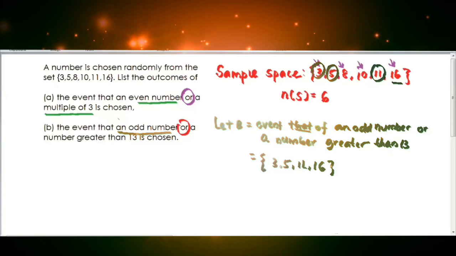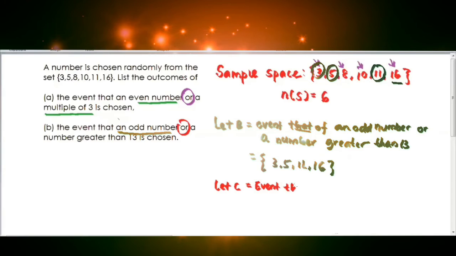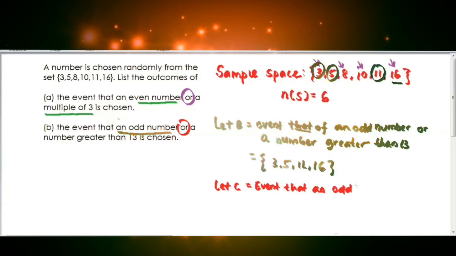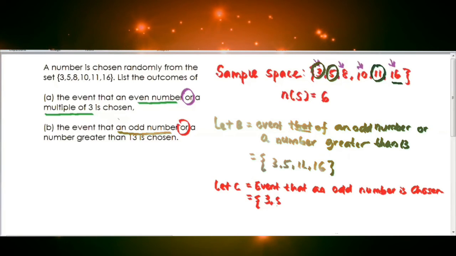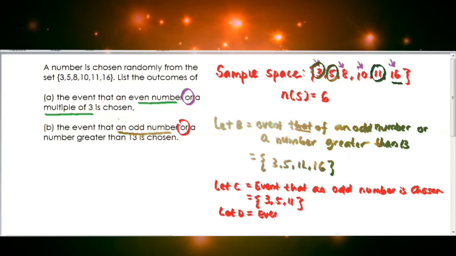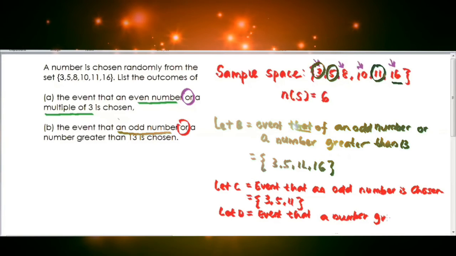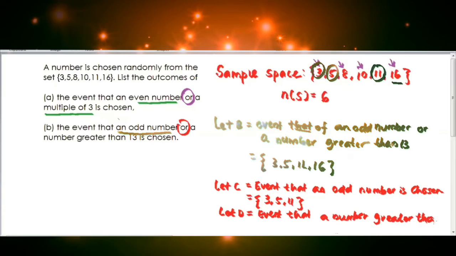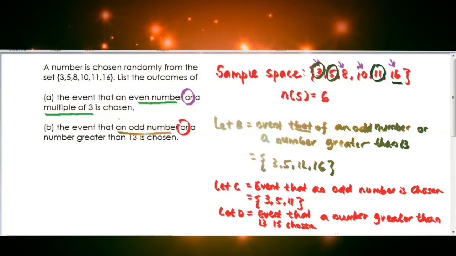Of course, we can use another method, like what I said just now. We can write like this. Let C be the event that an odd number is chosen. We can write in notation form: 3, 5, 11. And then let D be the event that a number greater than 13 is chosen. Write in notation form.